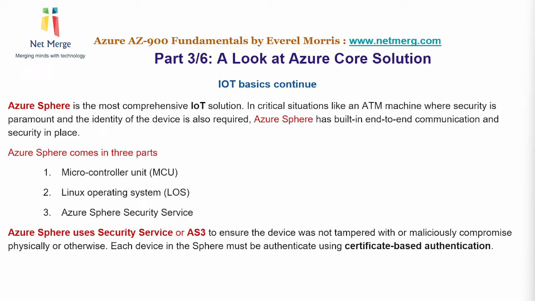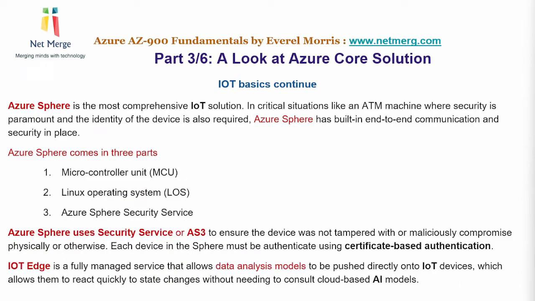So there are three requirements that you have to have for Azure Sphere to work. For the security, it uses certificate-based authentication. If you have an ATM machine, you want to make sure that when you're communicating with it, since it's so critical, it's not tampered with, and the device is who it says it is each time you communicate with it. So that's why Azure Sphere has to have the specialized controller units installed in it.